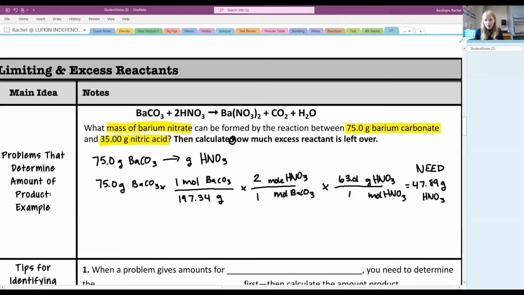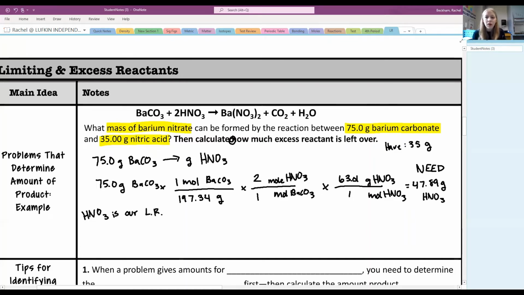So which one is our limiting reactant? We need 47.89 grams of HNO3 to use up this 75 grams. But we only have, how much do we have? We have 35 grams. When you look at the problem, I'm getting it from right there, right? So that means that the nitric acid is what limits us. The HNO3 is our limiting reactant.